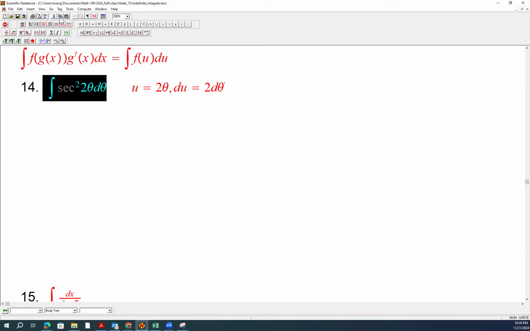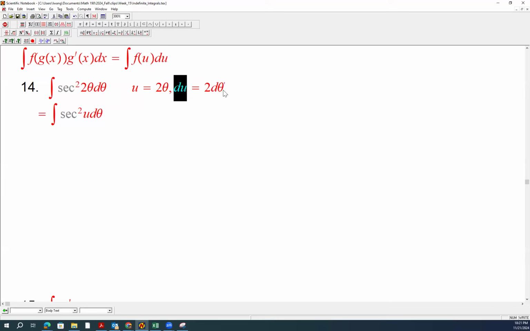Okay, so for substitution, we're getting to here. All right, so 2 theta will be replaced by u, d theta du. So d theta is half of du. Okay, so this is a half of a du. Completely substituted. Okay, and next step, I'm going to bring the half to the front.